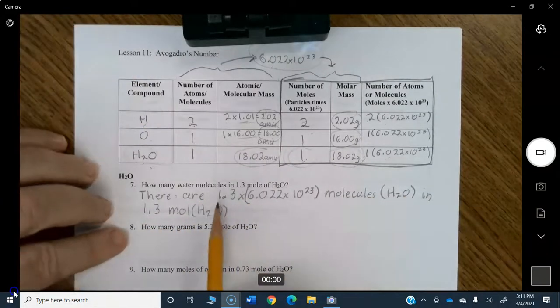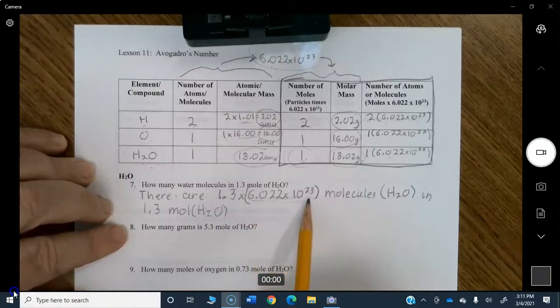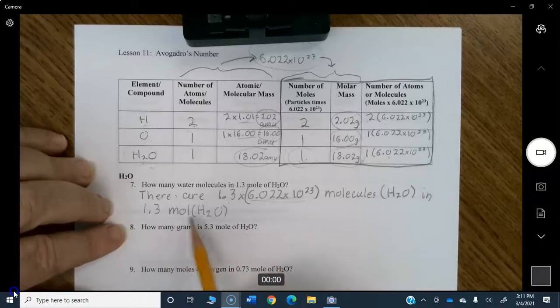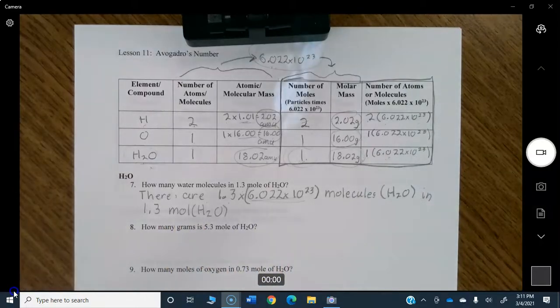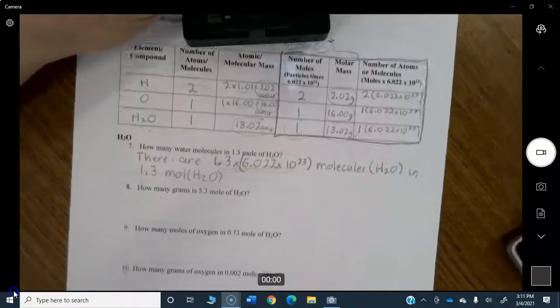Okay, so there are 1.3 times this number, a mole, 6.02 times 10 to the 23rd molecules of water in 1.3 moles of H2O. So if you multiply that out, that would be the actual answer. But as far as I'm concerned, you can just write it like that. I do want you to show the equation. If you want to go ahead and do the calculation, write equals and whatever that number is, that's fine, but you don't have to do that.